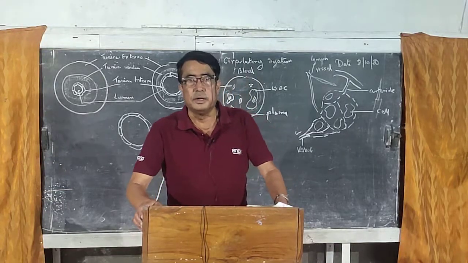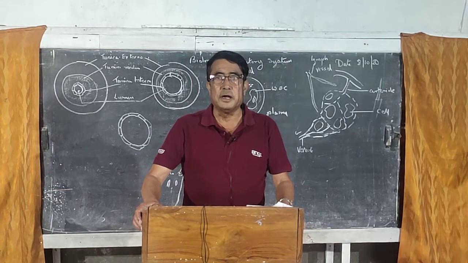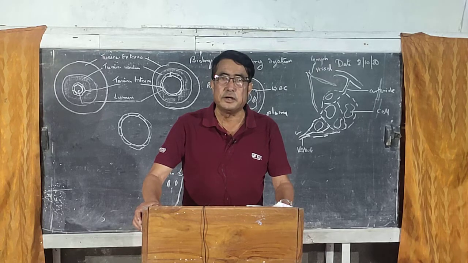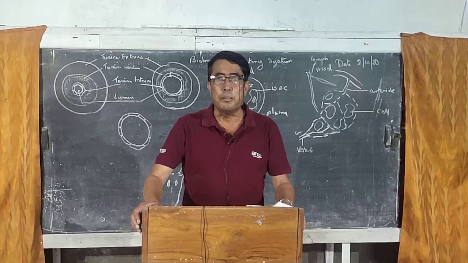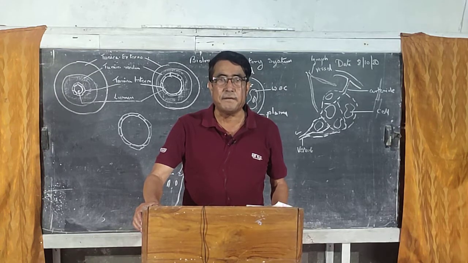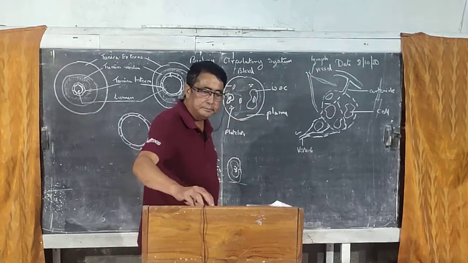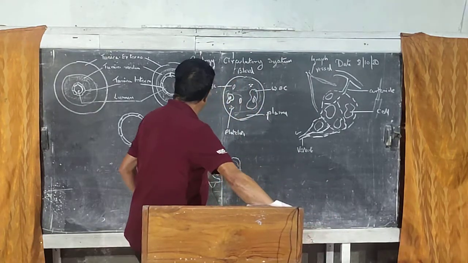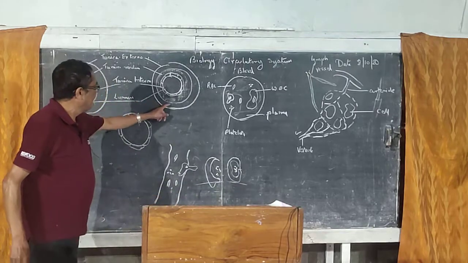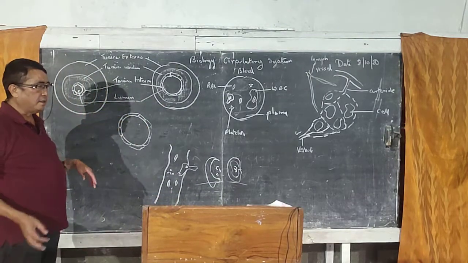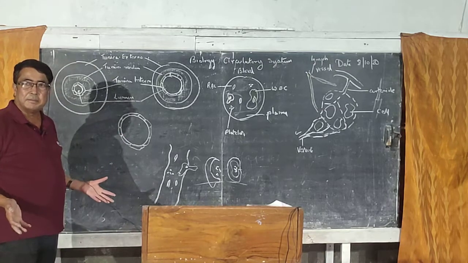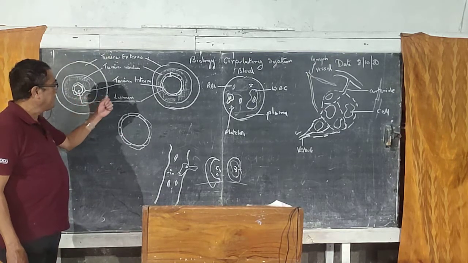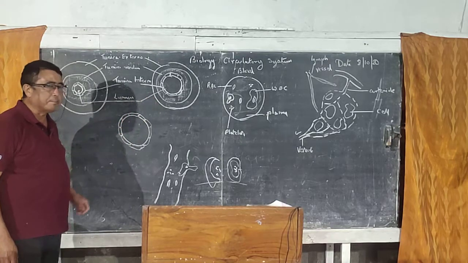Good morning, students. Today we'll continue with the same chapter, circulatory system of the human body. The first topic is how to identify the different types of blood vessels. Here are the different types of blood vessels. They are artery, veins, and capillary. The three types of blood vessels are artery, vein, and capillaries.